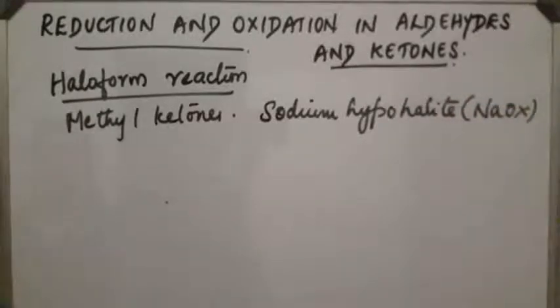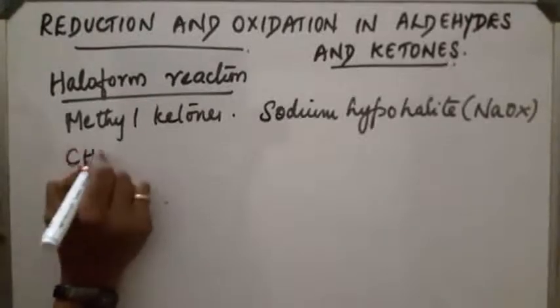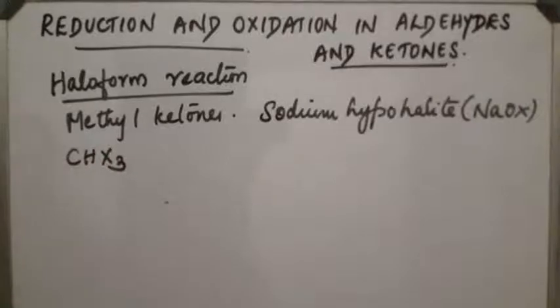So in the presence of this, what will happen? The CH3 attached to the carbonyl group of the ketone gets oxidized, and this CH3 group gets converted into a haloform. We will discuss the reaction. The CH3 group attached to the CO group gets converted into CHX3. If there is a C double bond C group on the other side, that will not affect the reaction. Let us see the reaction.